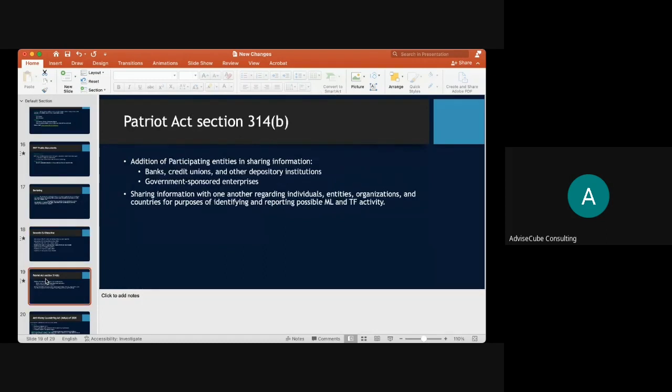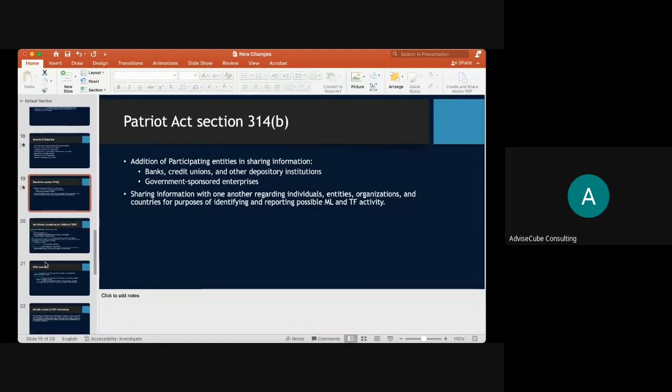Okay, next in the Patriot Act section, Section 314(b), they have added 2 things here. In the participating agents, previously, as I remember, it was banks only, but now they have added entities like credit unions, other depository institutions, and government sponsored enterprises also. And the second thing they have added is the sharing of information with one another regarding individuals, entities, organizations, and countries for the purpose of identifying possible money laundering and terrorist financing. These are the 2 new things they have added in Section 314(b).